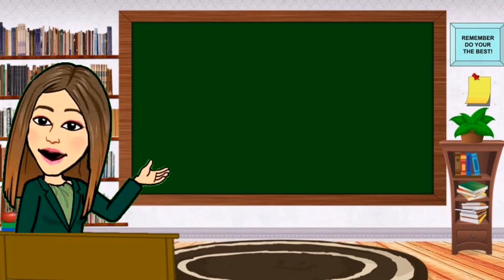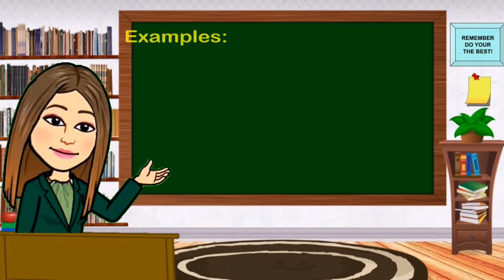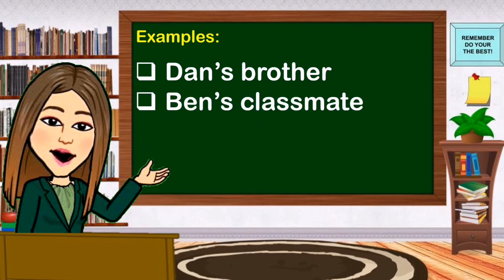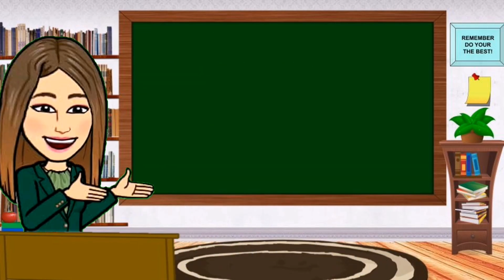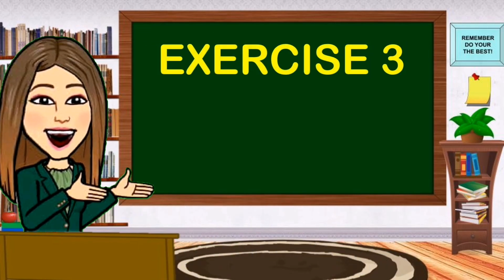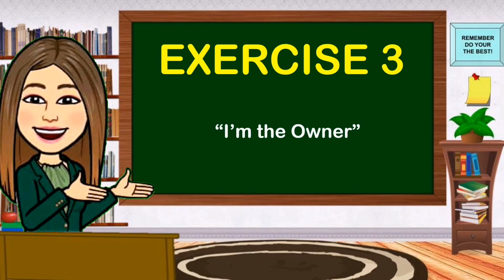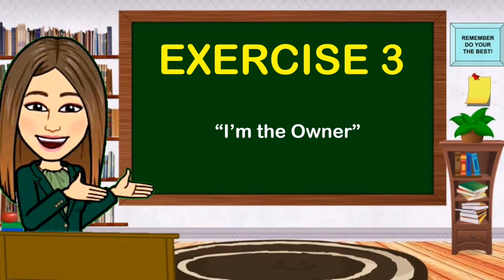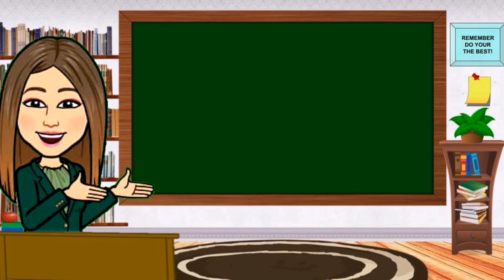The possessive nouns also show relationships. Examples, Don's brother, Ben's classmate, the mother's daughter, the man's best friend. Let's have our exercise 3. It is called I'm the owner. Write the possessive form of each of the following phrases. Are you ready? Let's get started.